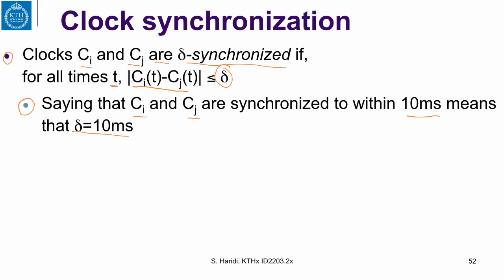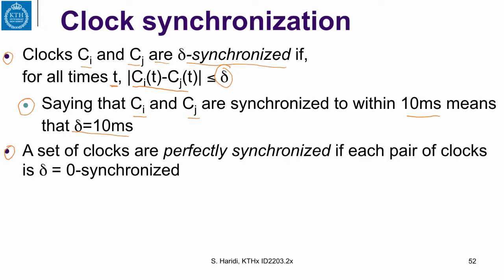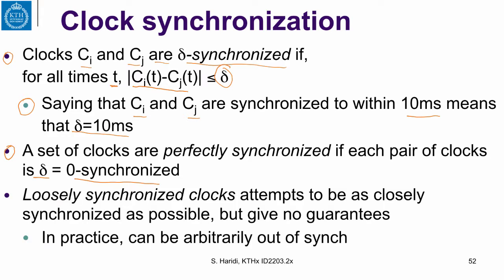That's an example. Now, we can say that a set of clocks are perfectly synchronized if for each pair of clocks they are zero synchronized. And that is clear because it means that they are exactly the same. Delta now goes to zero. So now we know what perfectly synchronized clocks are.